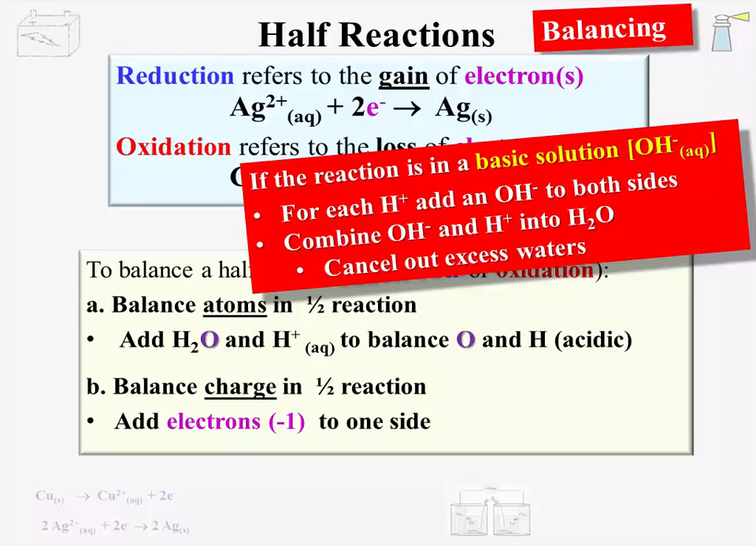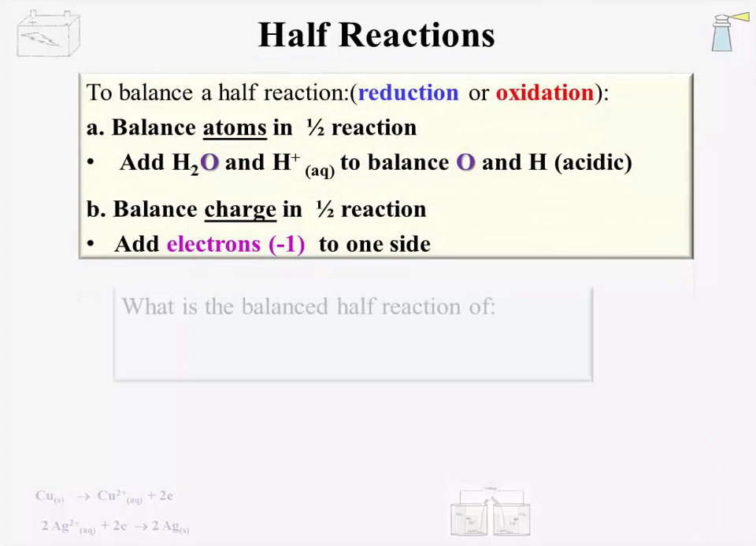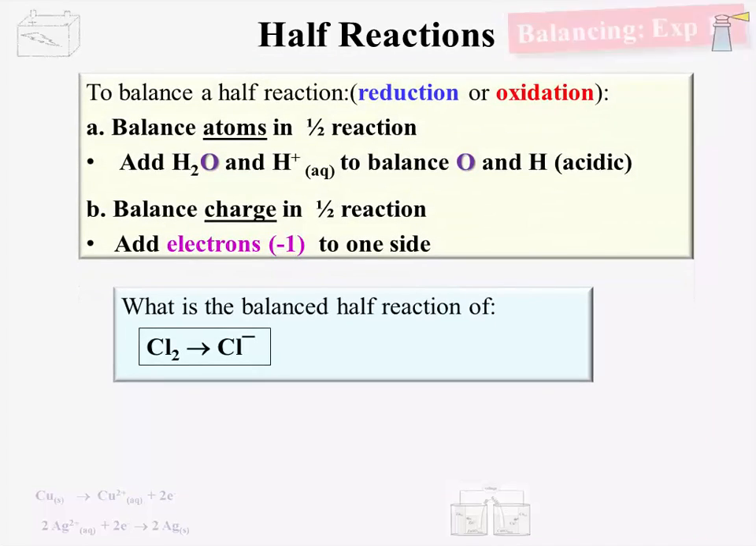If your instructor does not expect balancing in basic solutions, then skip past those parts of the lecture. To develop a better understanding of balancing half reactions, 3 examples are given. Example 1. What is the balanced half reaction of chlorine going to chloride ion?